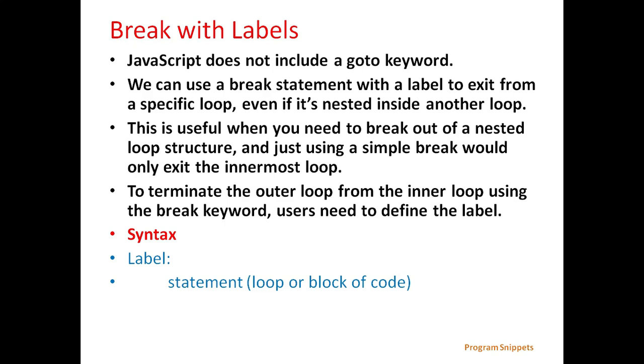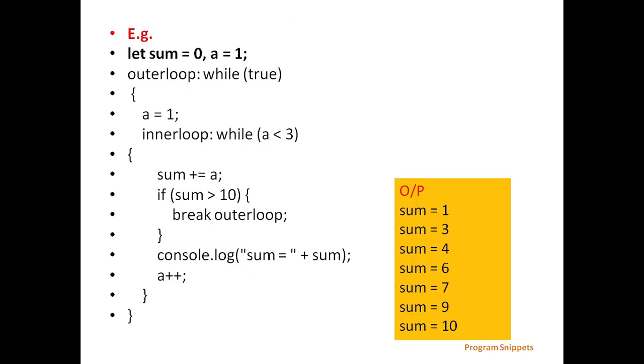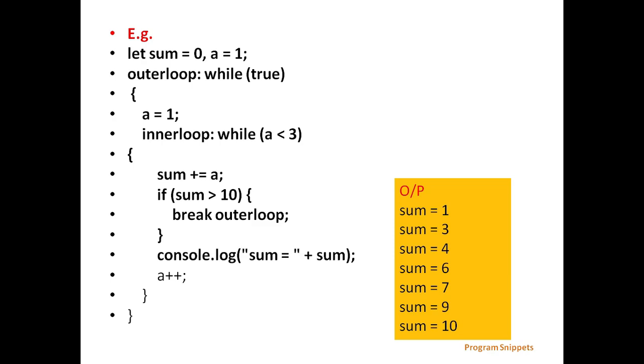General syntax is label with colon and the statements that you are going to execute after the label. For example, here we have defined a variable sum which is initialized with 0 and a with 1, and then we define the outer loop label with while condition, and inside it we have defined a equal to 1 and we define another inner loop with while loop which will give the condition a less than 3. And inside the inner loop we have defined sum equal to sum plus a and we give the condition sum greater than 10 will break the outer loop and will print the sum, and after printing sum will increment a.